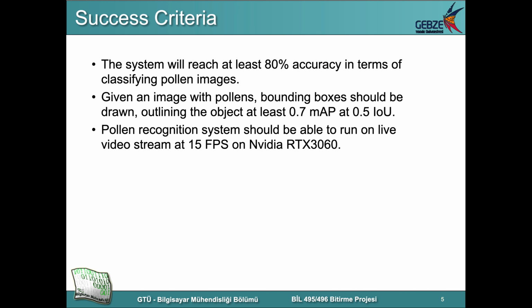I have 3 success criteria. The system will reach at least 80% accuracy in terms of classifying pollen images. Given an image with pollens, bounding boxes should be drawn, outlining the objects at least 0.7 mean average precision at 0.5 IOU. The pollen recognition system should be able to run on a live video stream at 15 frames per second on NVIDIA RTX 3060. Here are my references.